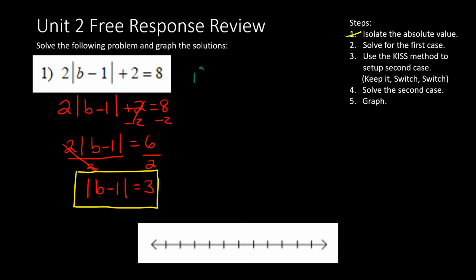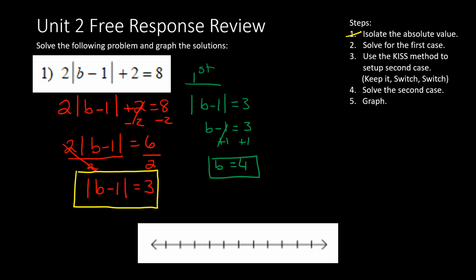So that first case, okay, the absolute value of b minus 1 equals 3. For the first case, you just drop the absolute values. So b minus 1 equals 3, and you solve. So we'll add 1 to both sides, and I get b equals 3 plus 1 is 4.